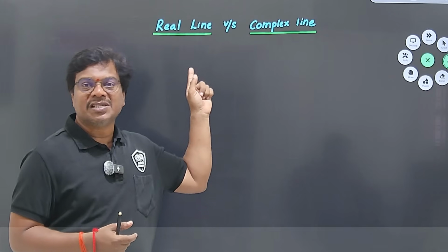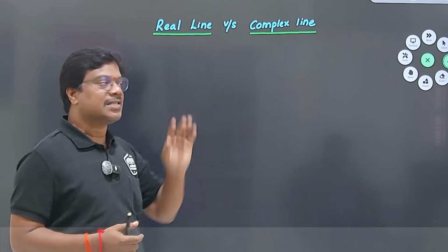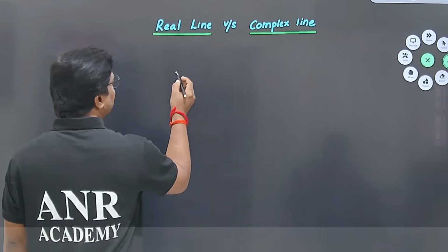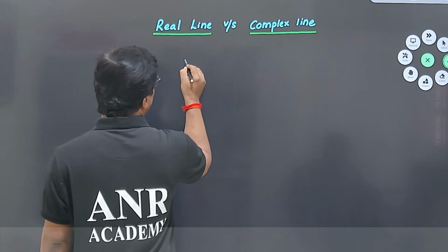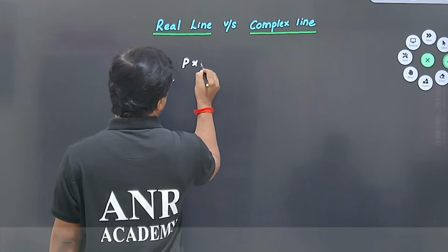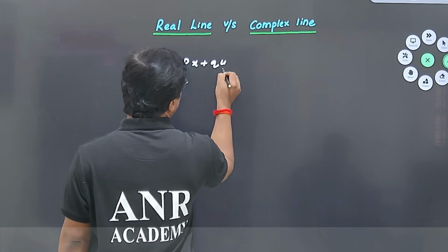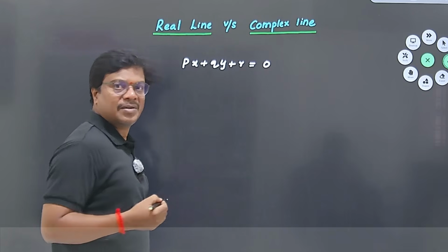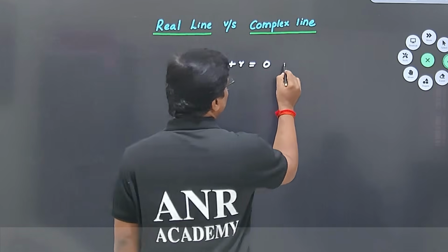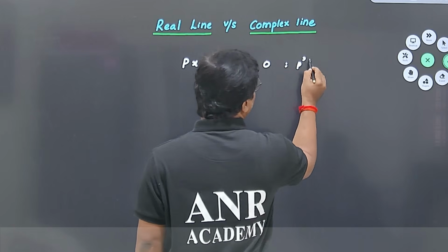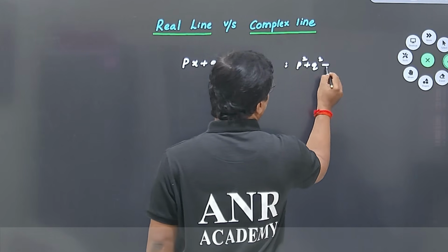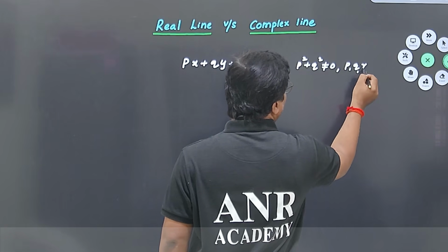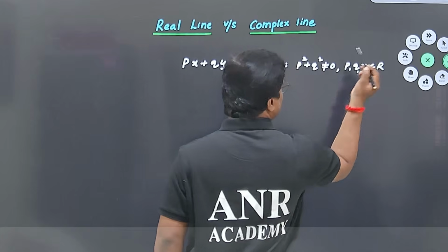First, the equation of a line in the real system. We know that the equation of a straight line in general can be written as px plus qy plus r equal to 0, where p square plus q square is not equal to 0, and p, q, r are real values.